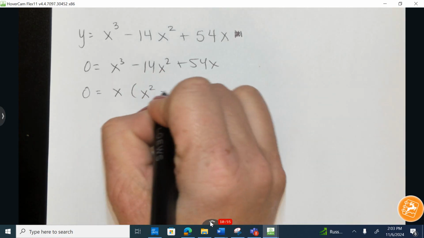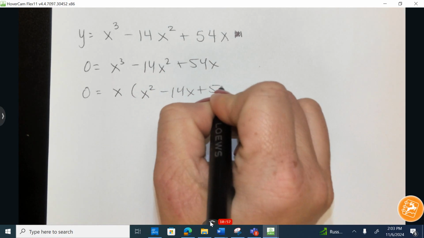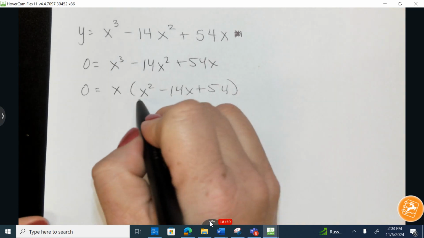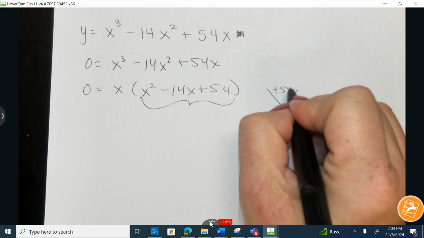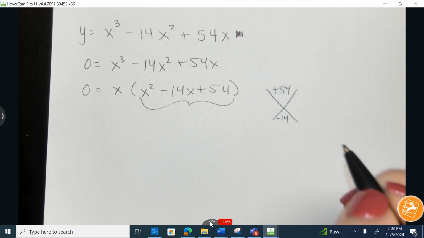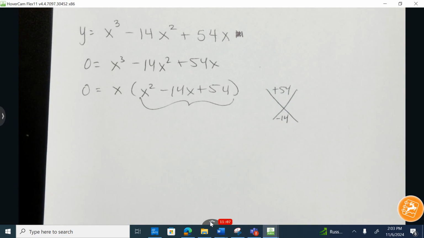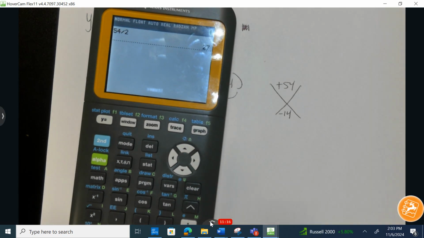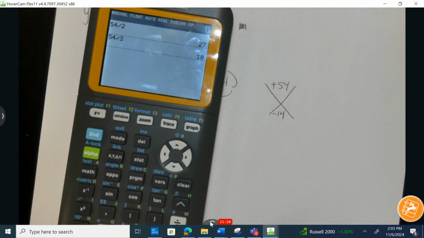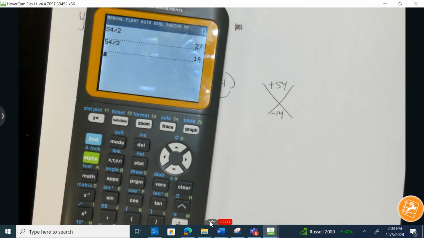And I'd be left with x squared minus 14x plus 54. Let's look at this trinomial. What multiplies to equal 54 and combines to give us a negative 14? Well, 1 and 54 multiply to give you 54, but they don't combine to give you 14. Let's go 27 divided by 2. We have 27. 27 and 2 don't somehow give you 14. 3 and 18 getting closer, but doesn't give us the 14.